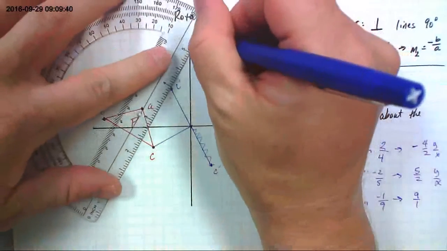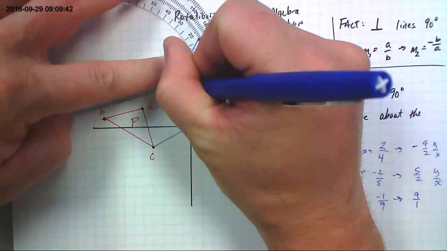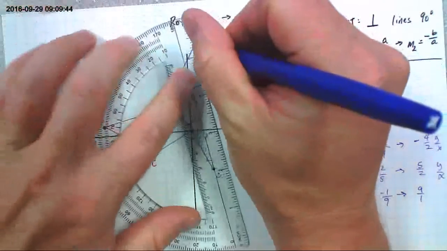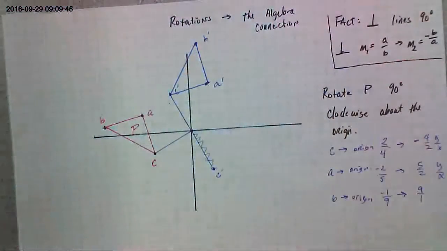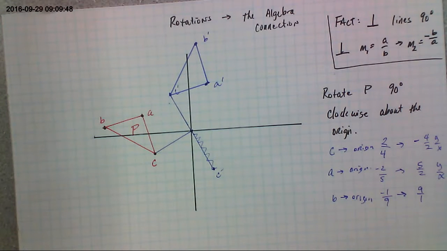Yes, Sam? Why are you going X and then Y? Because it's slope. Oh, thank you. Because slope is rise over run.